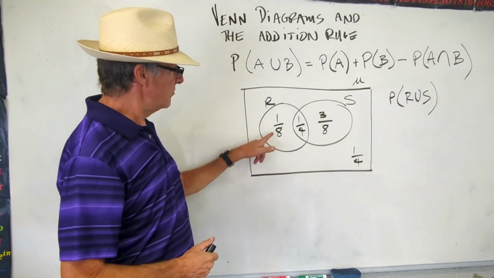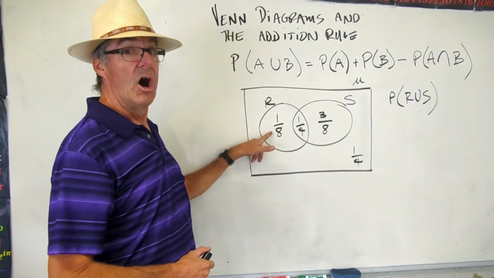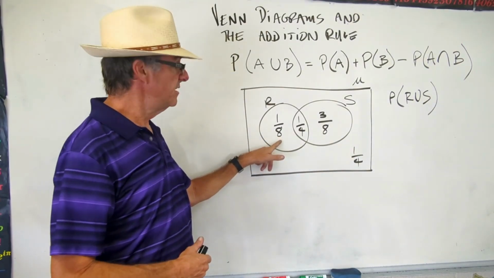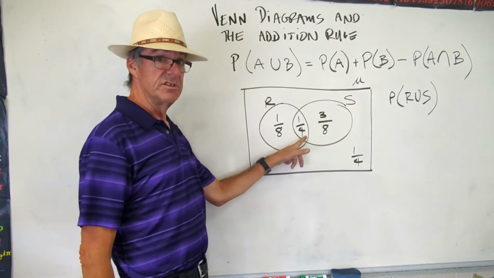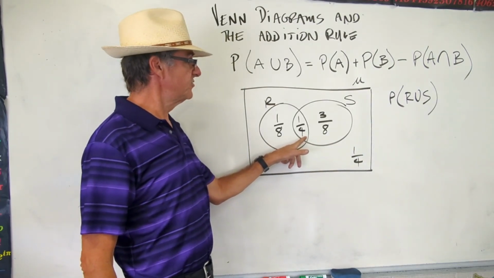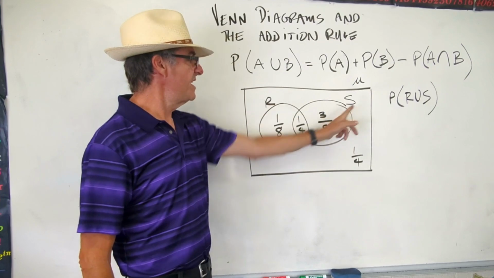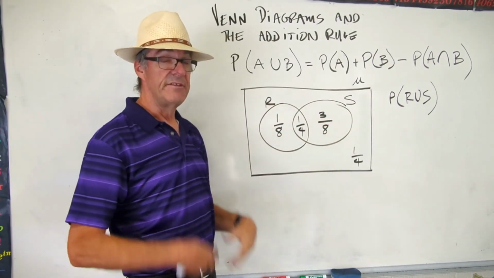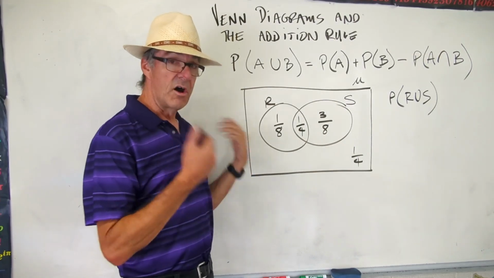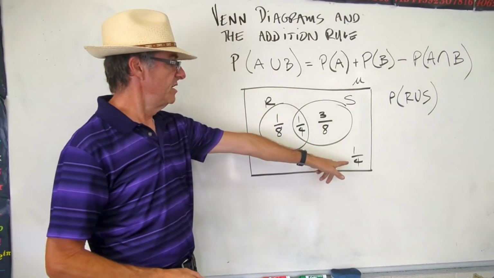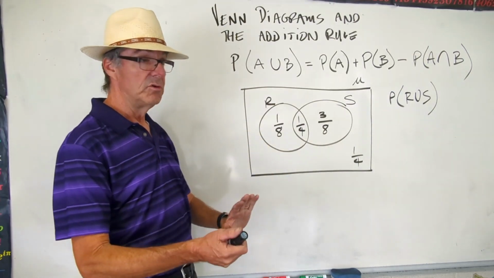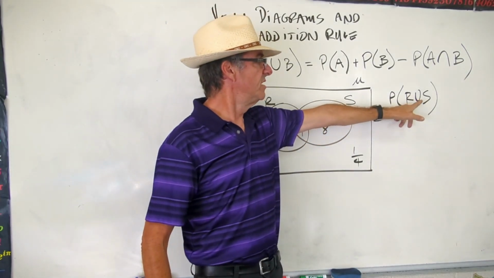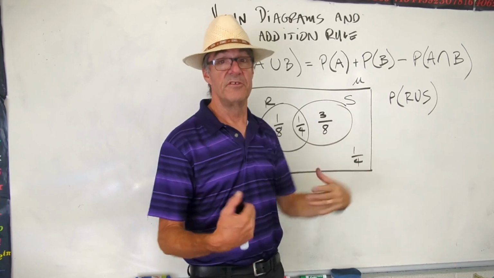So check it out. The probability of event R alone, without S occurring also, is 1/8. Then the probability of the intersection, R and S occurring together, is 1/4. And then the probability of S occurring alone, without R at the same time, is 3/8. And then the probability of neither R nor S occurring is 1/4. So what I want you to do is pause the video, use the addition rule to calculate the probability of R or S, the union.